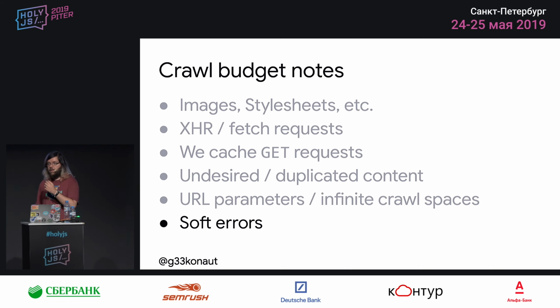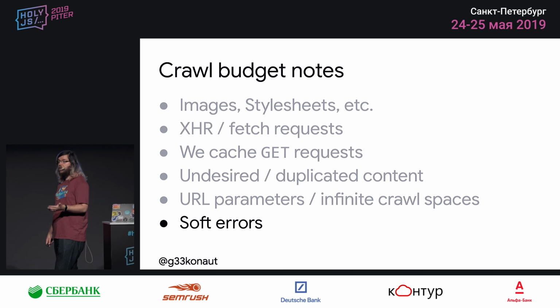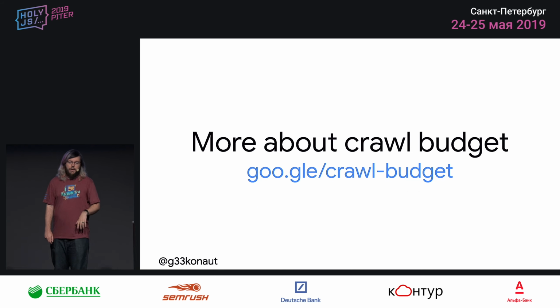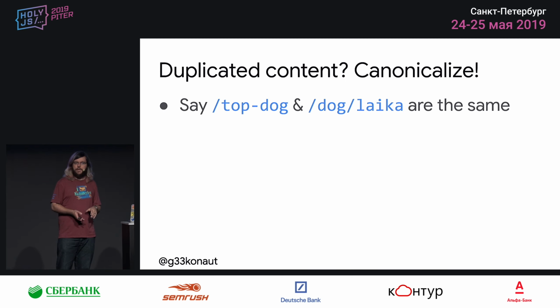Also, soft errors. If you have an error condition, you should tell us that in the HTTP status code, because we are considering that. All right, if you want to learn more about crawl budget in general or how to optimize it, we have a fantastic blog post and another blog post linked from that where you can learn more. But let's talk about duplicated content for a second.